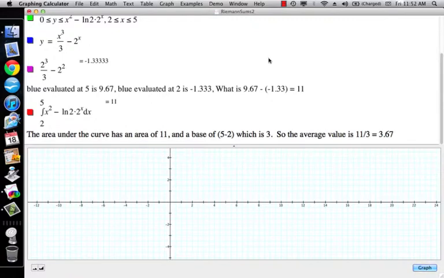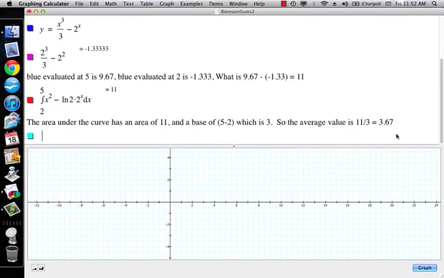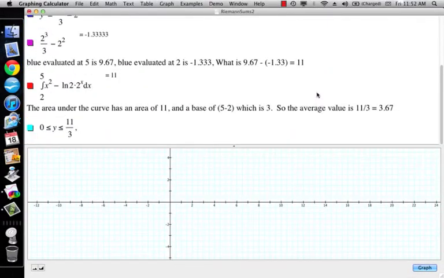Okay, how did I figure this out? Well, here's what I'm going to do. I'm going to give you a new thing to look at. And so I'm going to go 0 is less than or equal to y is less than or equal to 11/3, and 2 is less than or equal to x is less than or equal to 5.